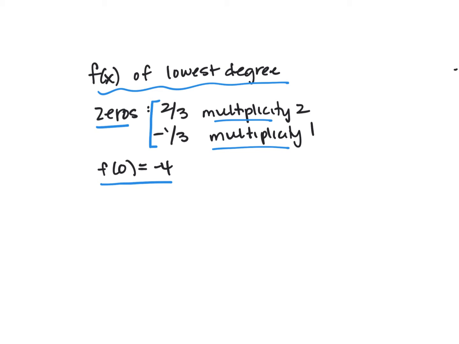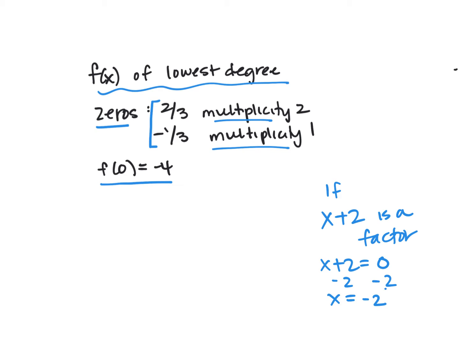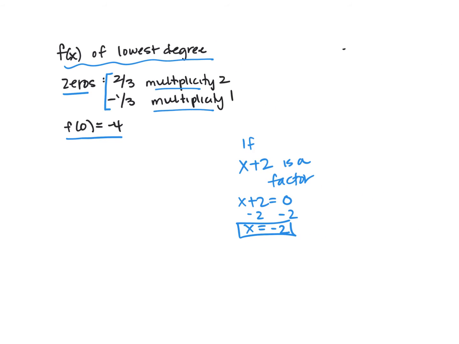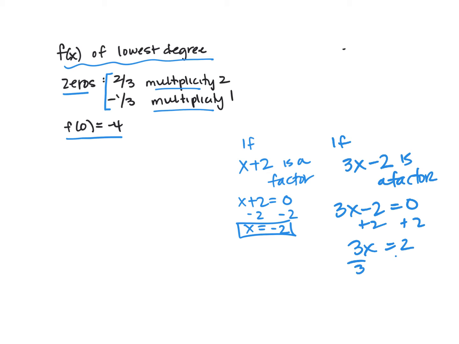All right, so just a couple of things to remember, a little side note: if we have x plus 2 as a factor of a polynomial, then that would mean the zero, if I subtract, would be x equals -2. And I think we're getting kind of comfortable with that. Now, if we have something like 3x minus 2 as a factor, then we'd say 3x minus 2 equals 0, add the 2, we get 3x equals 2, divide by 3, we get x equals 2/3.